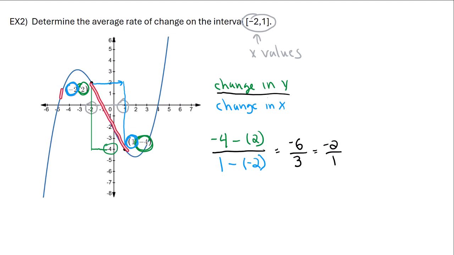We still have a polynomial here, so we're kind of curving a little bit. It looks like a straight line, but it's not. But that's going to be our average rate of change on that interval right there from -2 to 1.